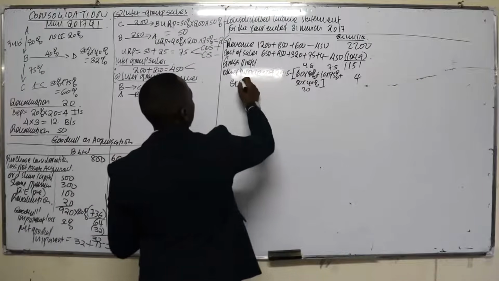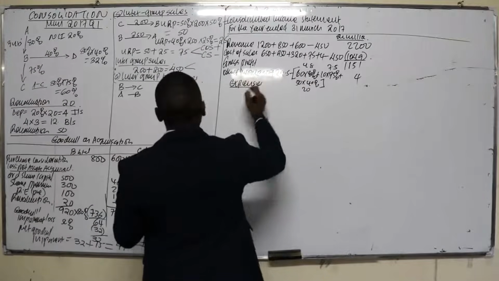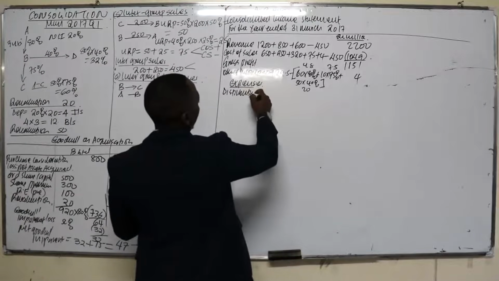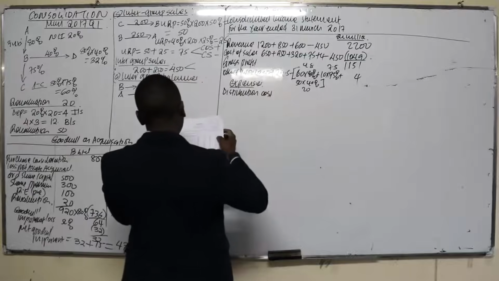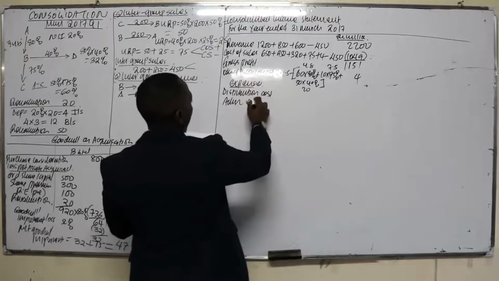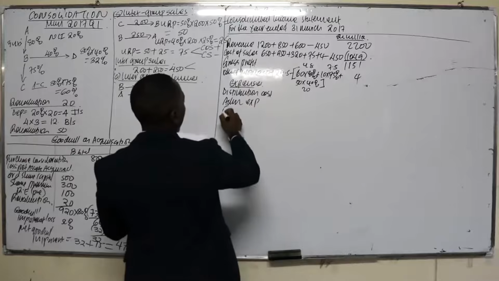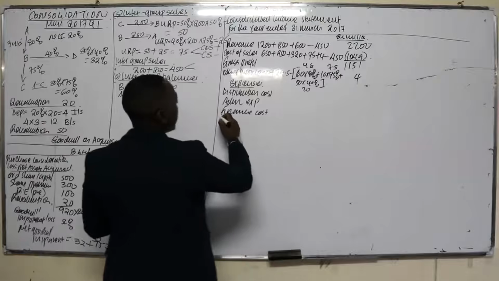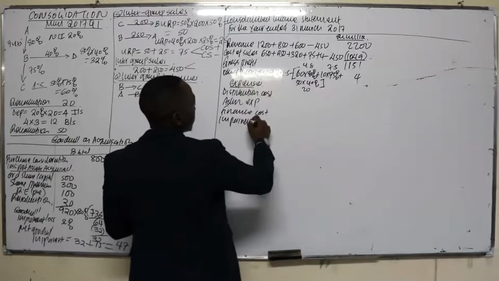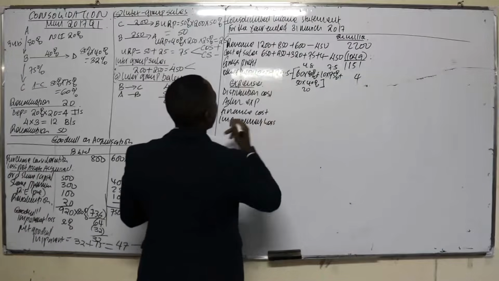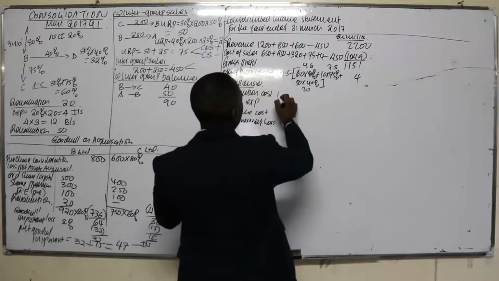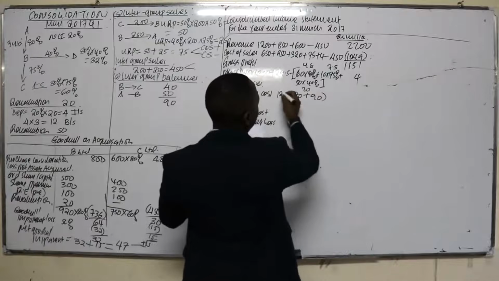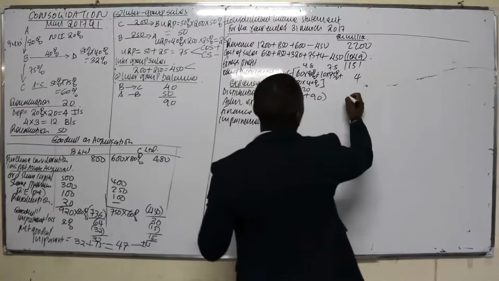Let's go to the expenses. For expenses, we have distribution cost. Then we also have administrative expenses. Then we have finance cost. And then you factor in impairment loss. For distribution cost, we had 120 plus 70 plus 90. That's 210, you get to 80.